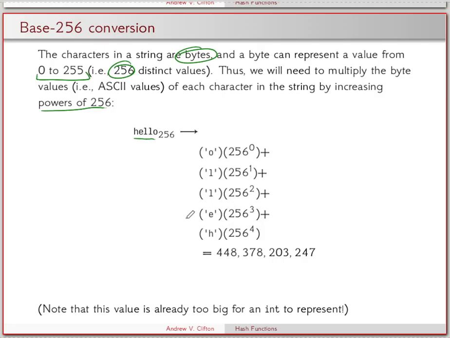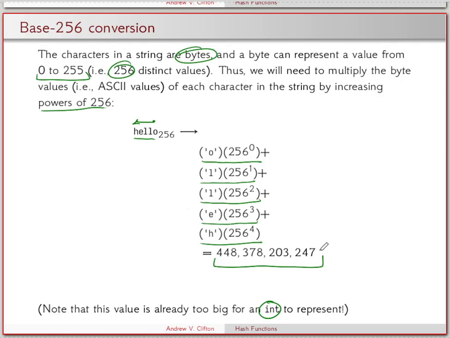So if we do hello in this system, again, we're going to work from right to left. So we multiply the ASCII value of O times 256 to the 0, the ASCII value of L times 256 to the 1, L times 256 squared, E times 256 cubed, H times 256 to the 4th, and we get this really big number right there. What is that? That's 448 billion, something like that. This is already too big for an int. So even with just hello, we're already out of range here.